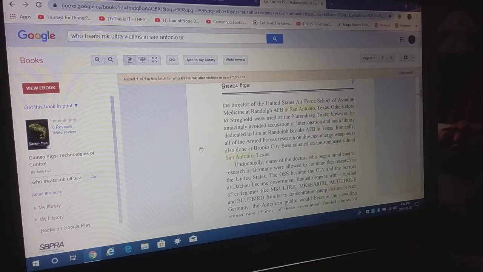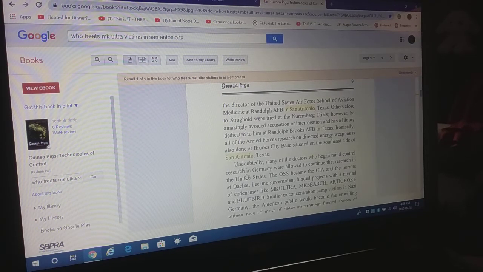All weapons is also done at Brooks City Base, situated on the southeast side of San Antonio, Texas. Again, ironically, all the Armed Forces research on direct energy weapons is also done at the Brooks City Base situated on the southeast side of San Antonio, Texas.